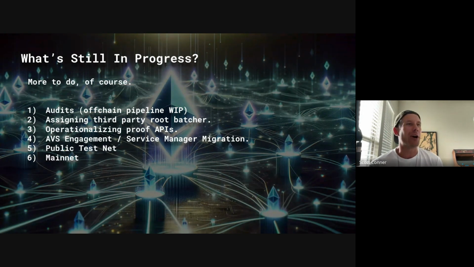Public testnet. We actually are already on public testnet, and I think we've been out for about a week and a half, maybe 2 weeks now. So we are on Holesky, and you can begin deploying contracts and integrating and testing. And then mainnet. There's some things that we need to do on mainnet, mainly around security, getting that third-party root batcher done, getting that final audit done, and then getting you guys lined up with rewards so we can start attracting the stake that we need to run our networks.